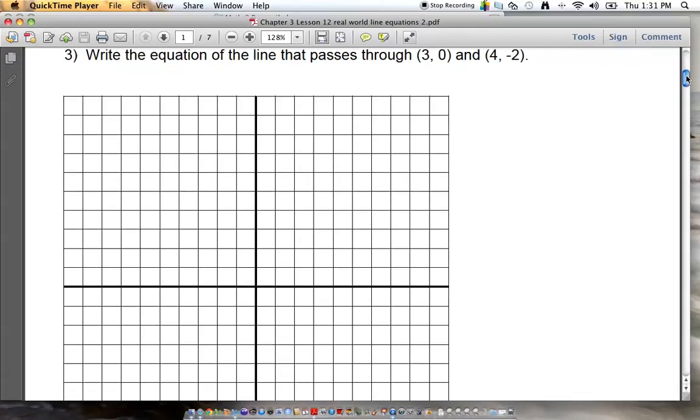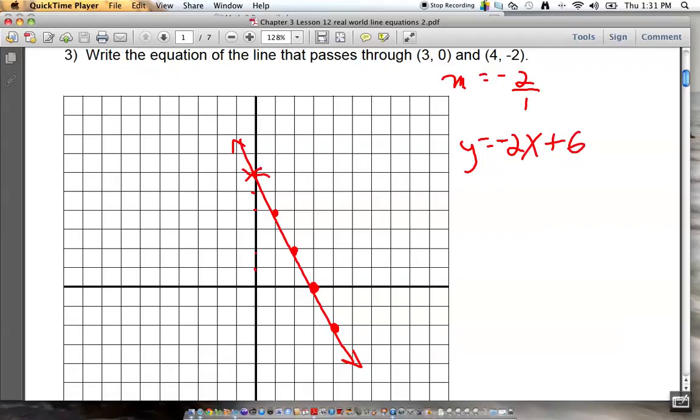Now, what's the equation of the line that passes through (3, 0) and (4, -2)? Here's (3, 0). Here is (4, -2). What's my slope? What's my slope, guys? 2 over 1. Am I going up or down? Down. So it's -2 over 1 or -2. But let's continue the slope so that I can go back to here and I can find the y-intercept. So there is my y-intercept. 1, 2, 3, 4, 5, 6. So I get y equals -2x plus 6. Okay? y equals -2x plus 6.